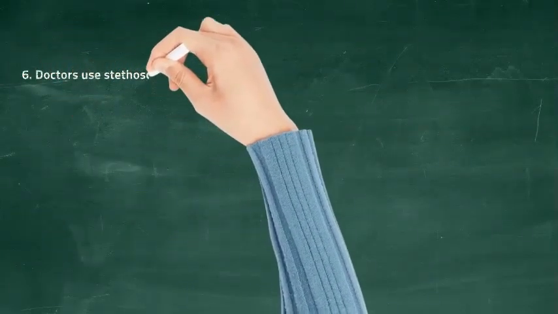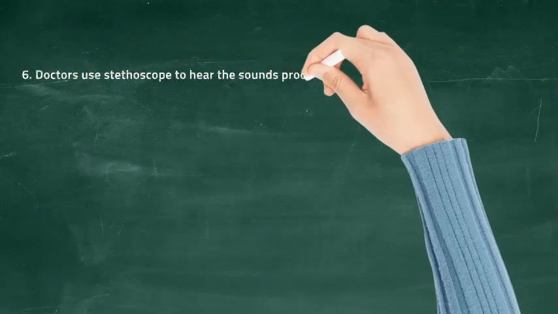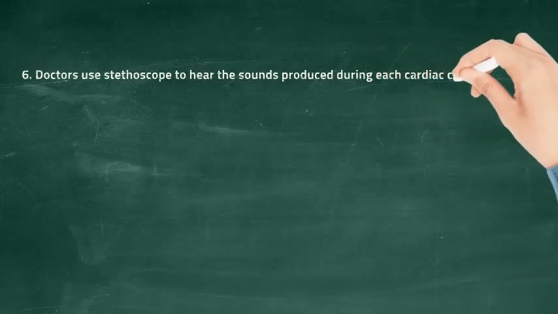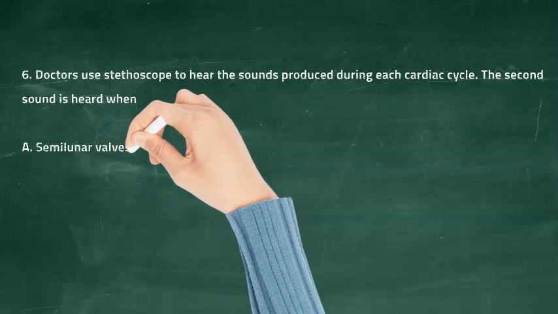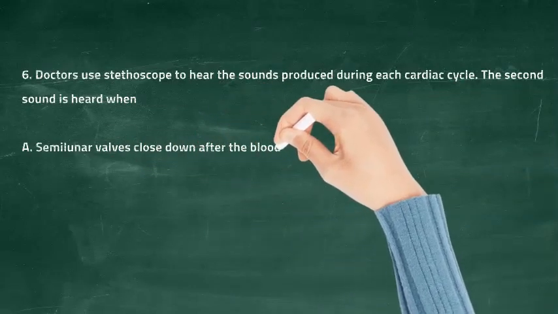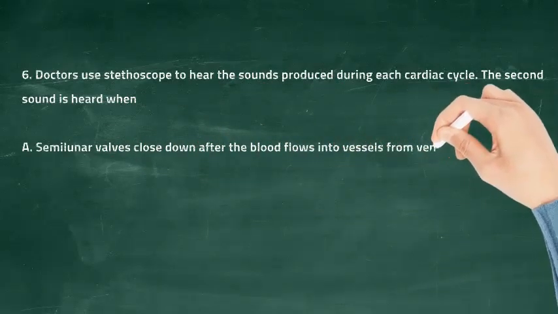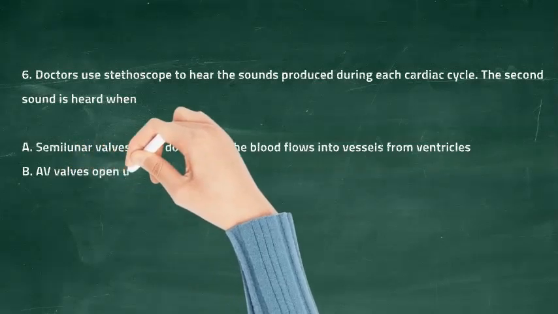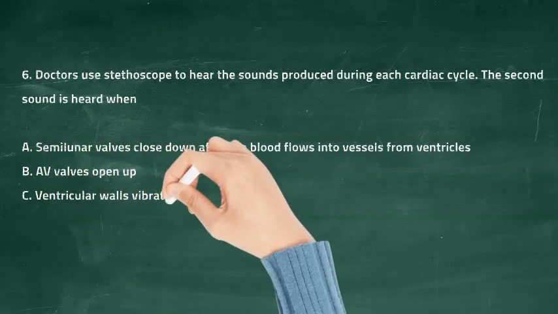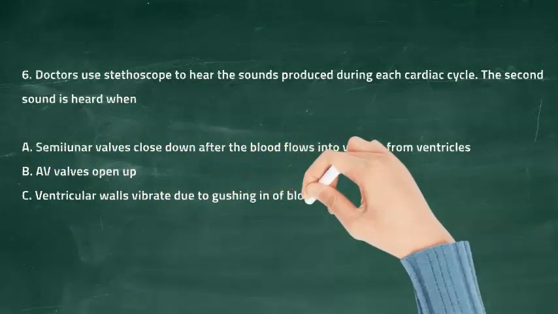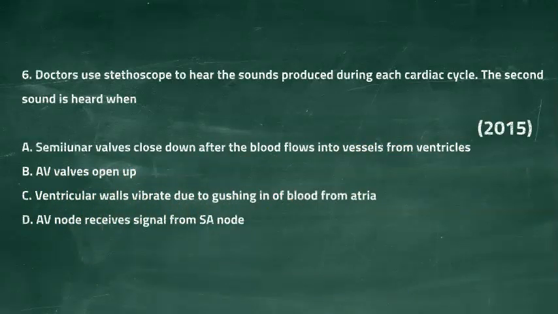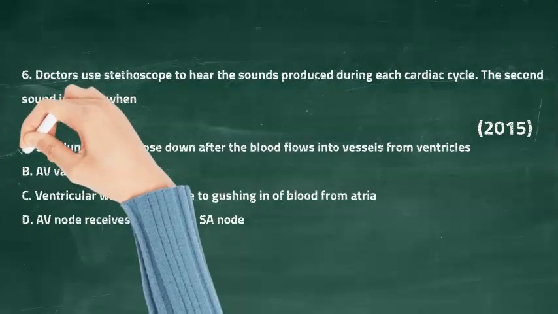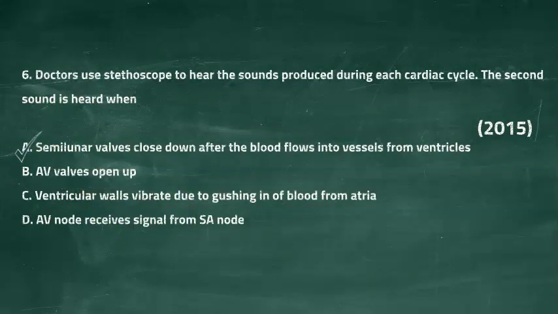Question 6. A doctor used a stethoscope to hear the sound produced during each cardiac cycle. So the second sound is heard when: option A, semilunar valves close down after the blood flows into vessels from ventricles. Option B is AV valves open up. Option C is ventricular walls vibrate due to gushing in of blood from atria. Option D is AV node receives signal from SA node. So the right answer is option A, semilunar valves close down after the blood flows into vessels from ventricles.